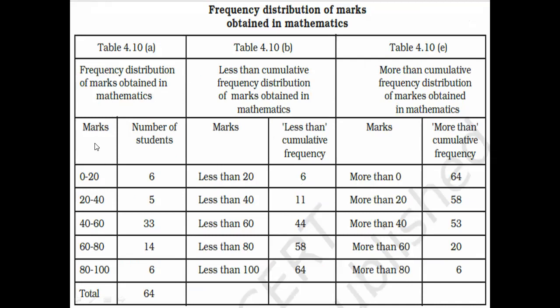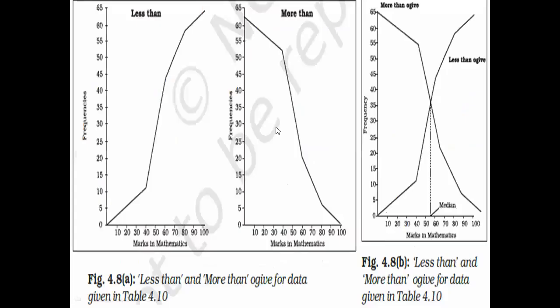Here, for marks 0 to 20, there are 6 students. If you see the less than cumulative, it will be less than 20, 6; less than 40, 11; less than 60, 44; less than 80, 58; less than 100, 64. But for the more than cumulative frequency distribution, we have to start from 0, 20, 40, 60, 80. It is going in decreasing order, right? More than. So likewise, when you are plotting this data in these kinds of graph, marks in mathematics, frequency, right?